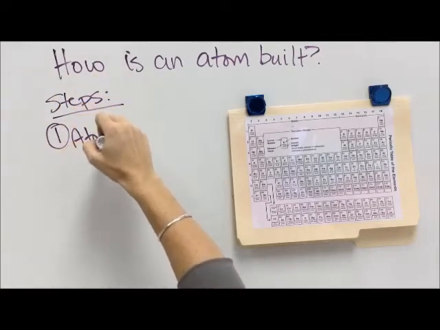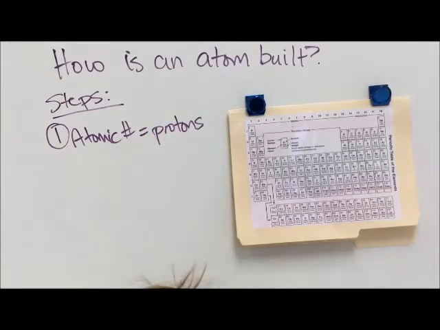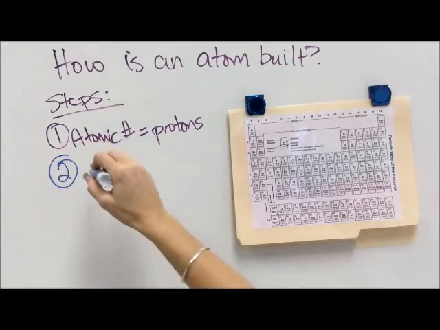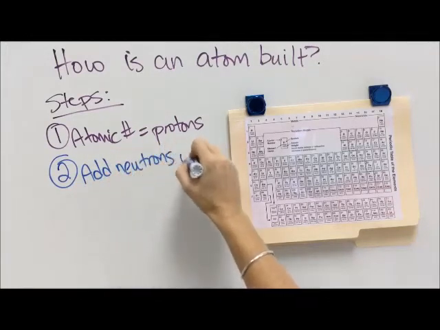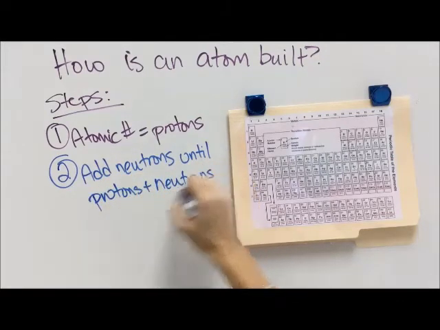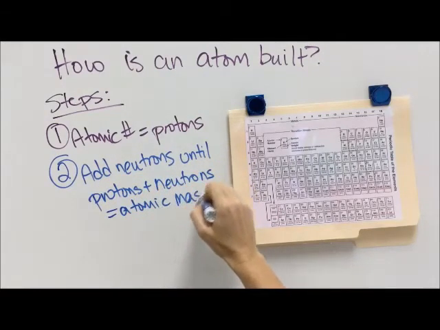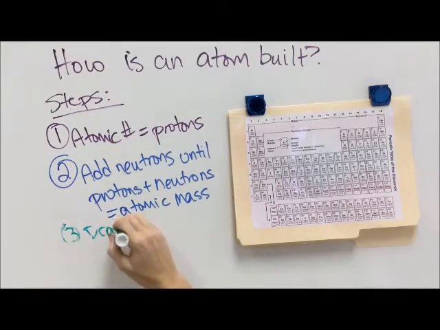Step 1, the atomic number is the number of protons. That is 5 atomic number, 5 protons, always, that's its identity. Step 2, we need to add the neutrons. And we already have our protons in the nucleus, so we need to add neutrons until we reach the atomic mass, because that's how many big fatties are sitting on the couch.